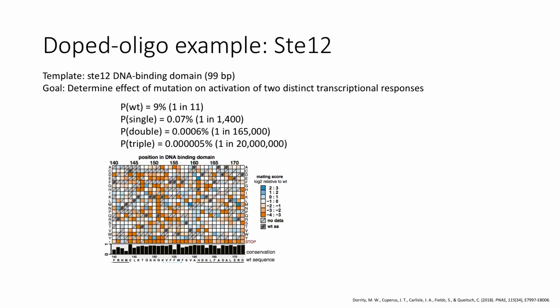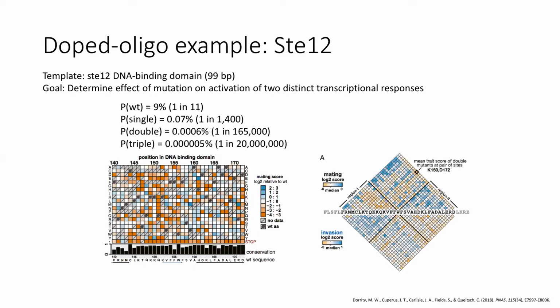longer than 99. However, this library was pretty high quality, and so he was able to get good scores with reasonably high coverage across this area, and additionally did some nice epistasis analysis because you get really good coverage of the double mutations here, and so you can look at position by position effects quite well.